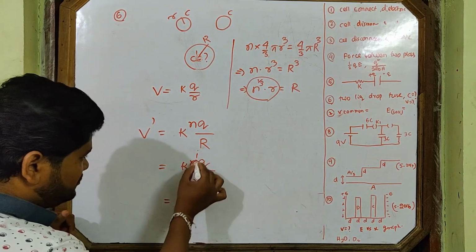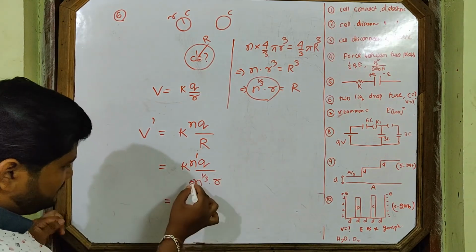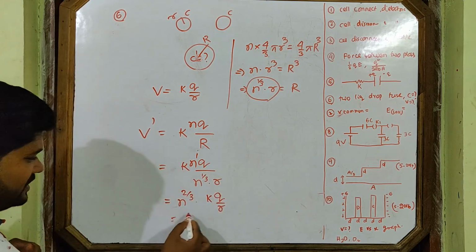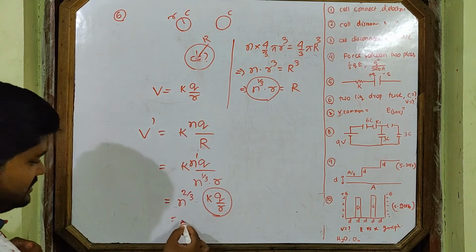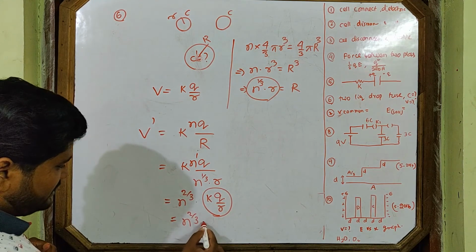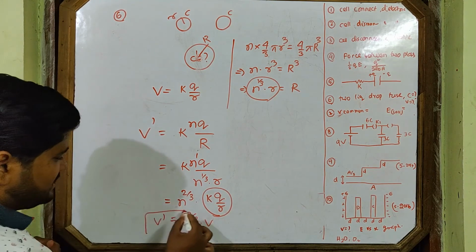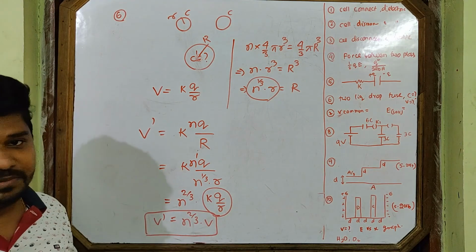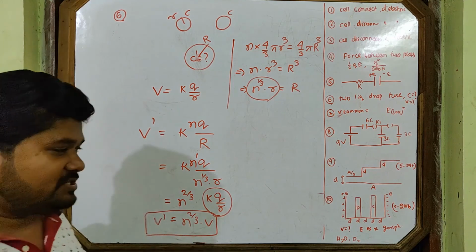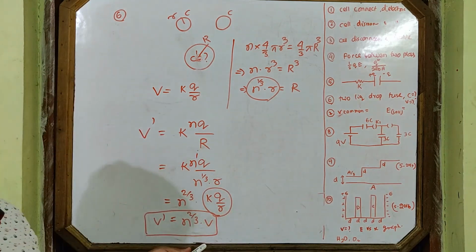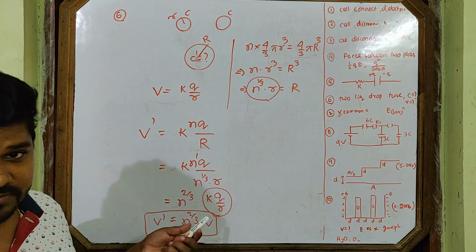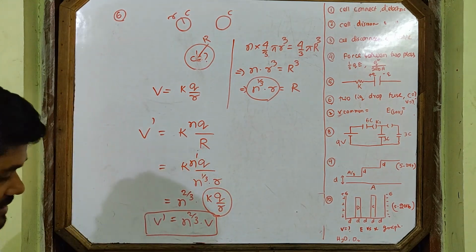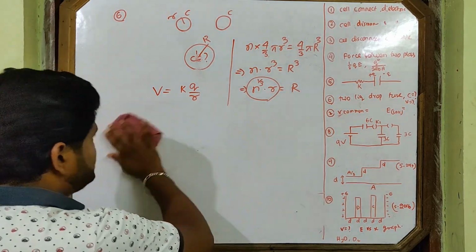So now what comes? N to the power 1 over n to the power 1 by 3, so 1 minus 1 by 3 is 2 by 3. KQ by R is V. So V dash is equal to n to the power 2 by 3 into V. This is the relation of potential in a fuse question. This one also you can remember. In capacitance it is n to the power 1 by 3, but in potential it is n to the power 2 by 3. This is the best question.